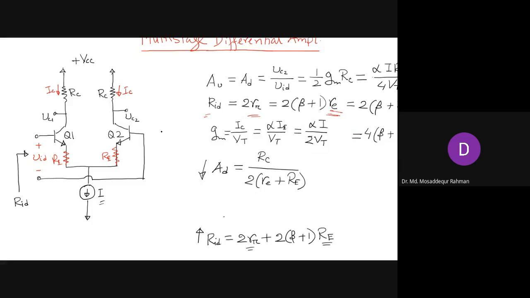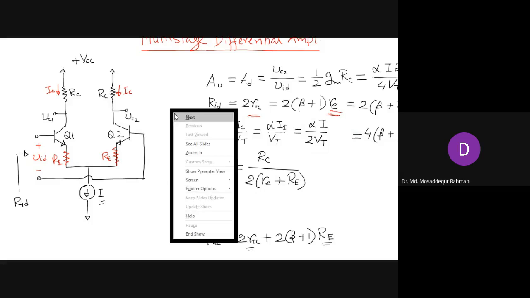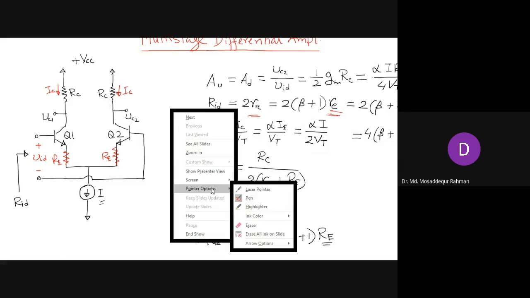So then what we do, we go for a multi-stage amplifier where the first stage we design to have high input resistance, and the second stage, or a number of other stages, are designed to have high gain.